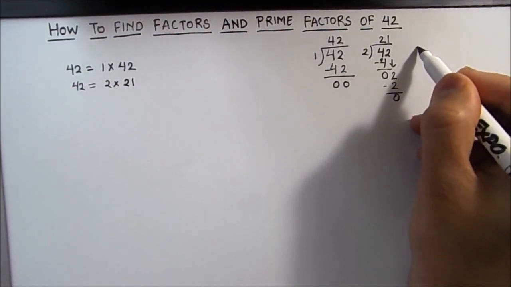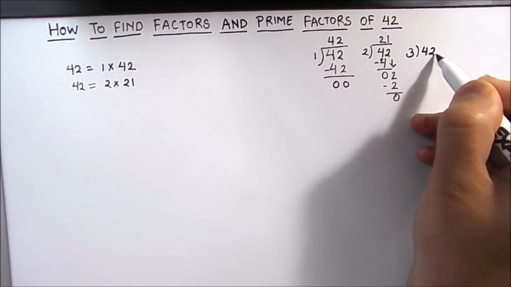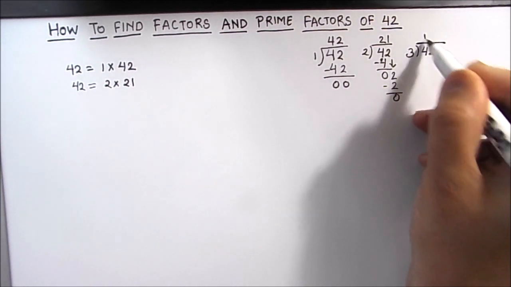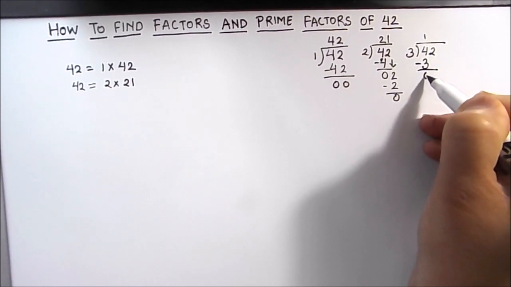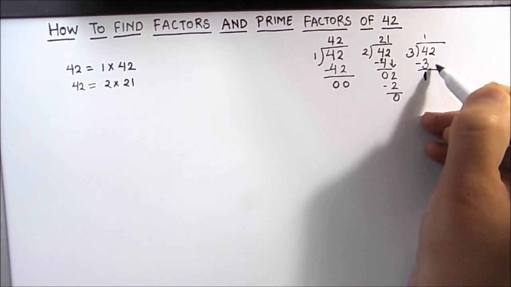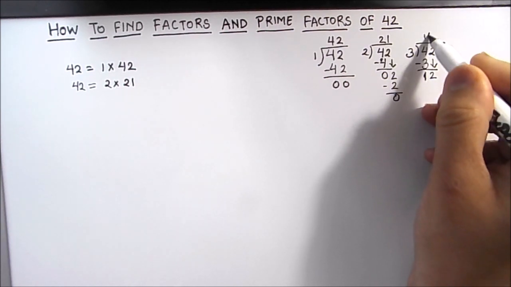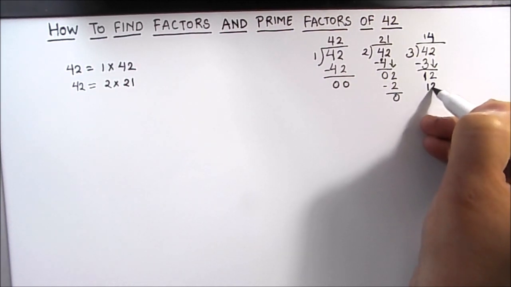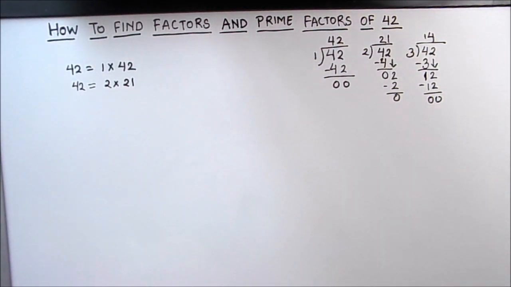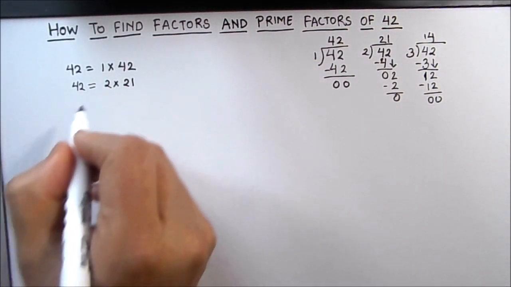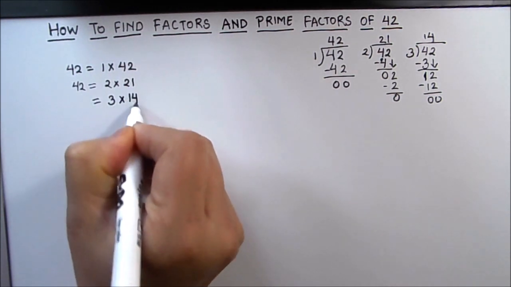Next we'll divide 42 by 3. So 3 times 1 is 3. And we got one remainder. Then we'll drop down number 2. Now here is 12. So 3 times 4 is 12. So 3 is also a factor of 42. The two factors are 3 times 14.